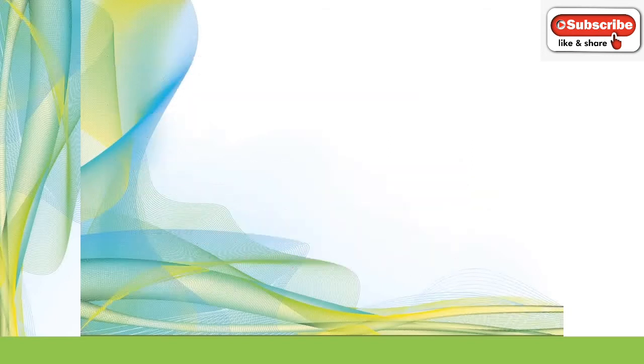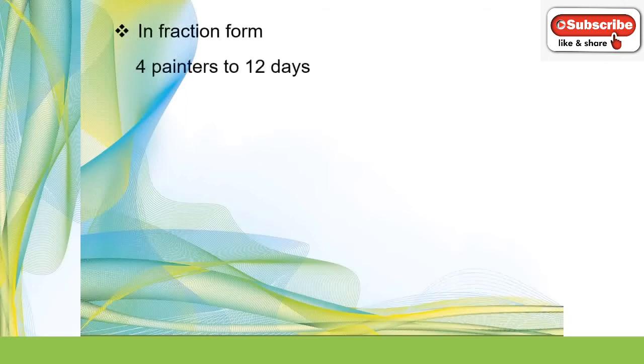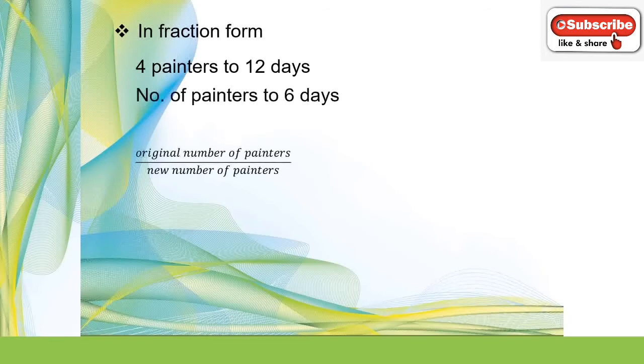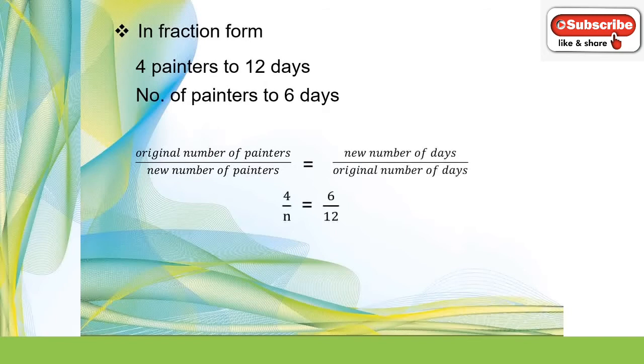Let us now set up the proportion or equation. In fraction form, consider the given 4 painters to 12 days, n painters to 6 days. The order of the terms should be original number of painters over the new number of painters equal to the new number of days over the original number of days. So the proportion is 4 over n equals 6 over 12.